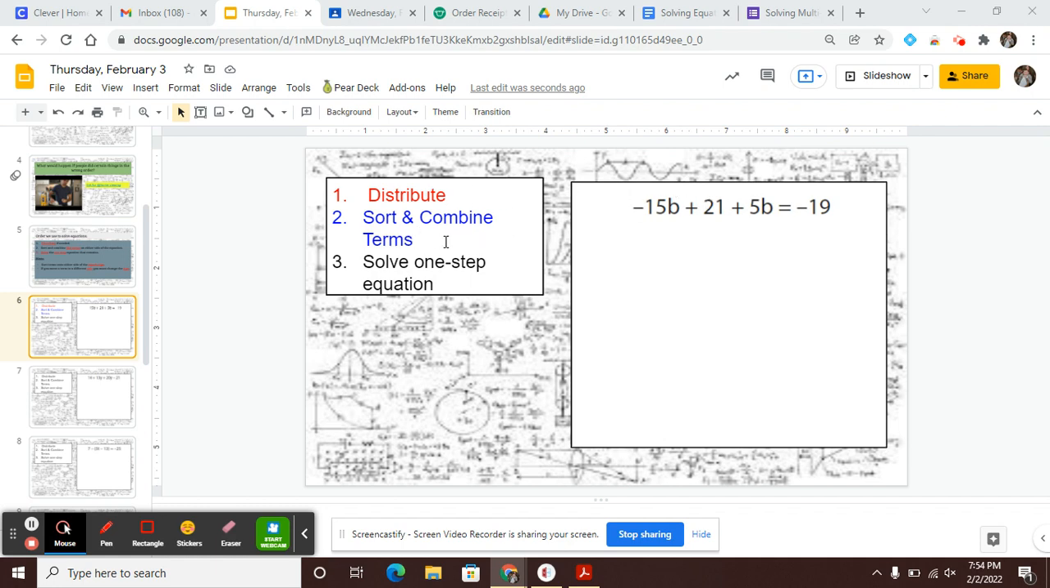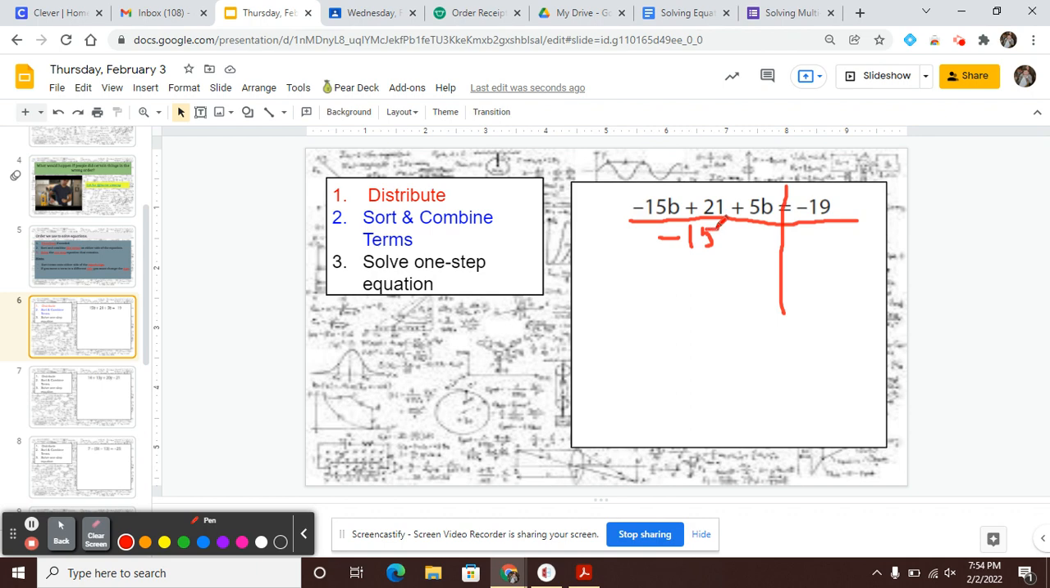Our second step is to sort and combine terms. So what I usually do is I draw a line through the equals, because this is going to be one side of my terms, and this is going to be my other set of terms. Like I did before when combining like terms and distributing, I always start left to right. I'm going to go ahead and just bring down my negative 15b.